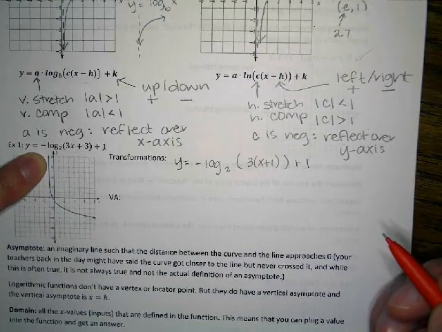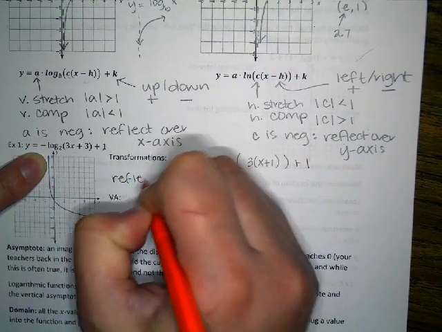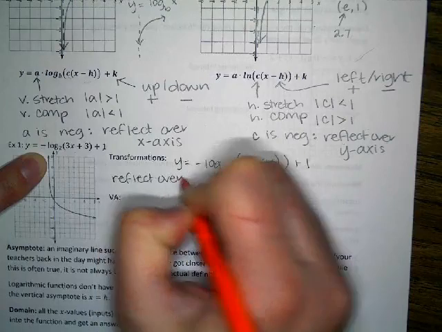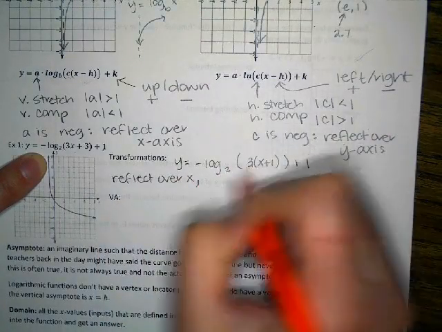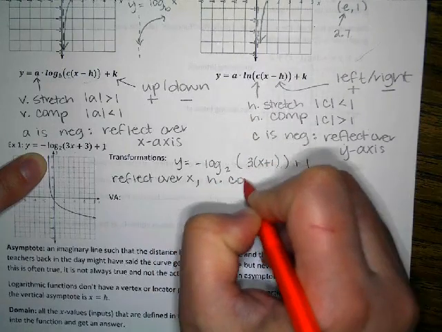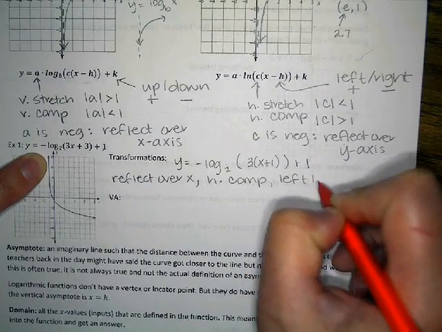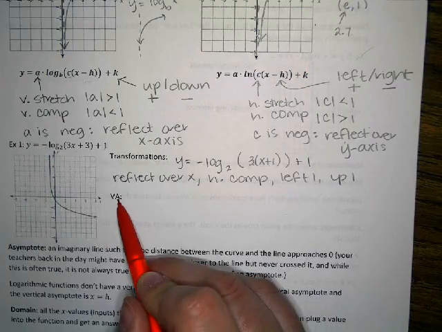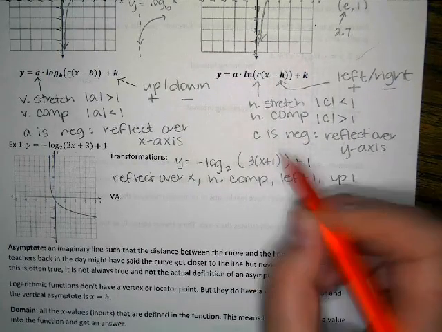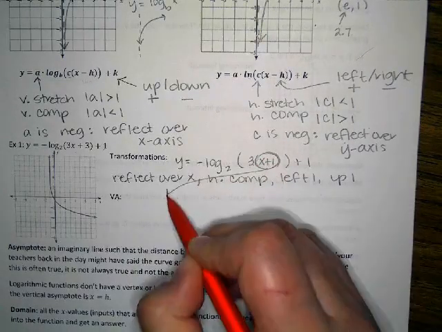Okay. Reflect over x. Horizontal compression. And you said left 1, up 1, okay? And then what is the vertical asymptote? You're close. It has to be whatever would make this equal 0. -1. So vertical asymptote x equals -1.